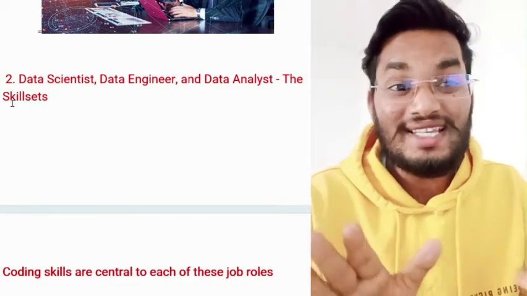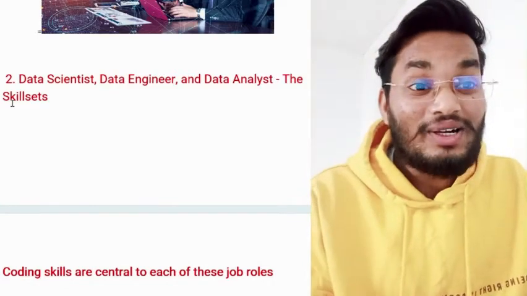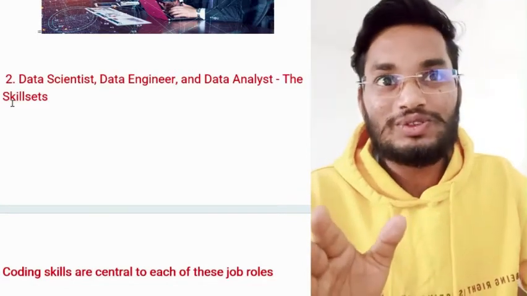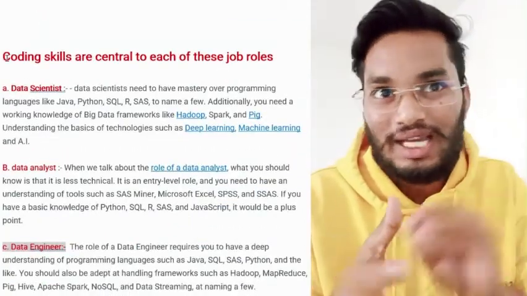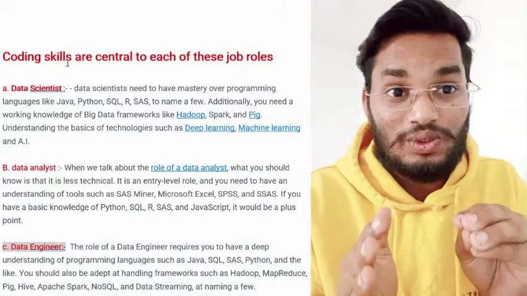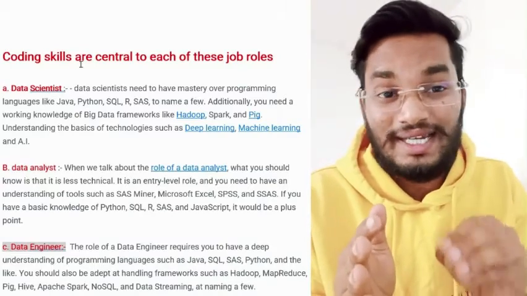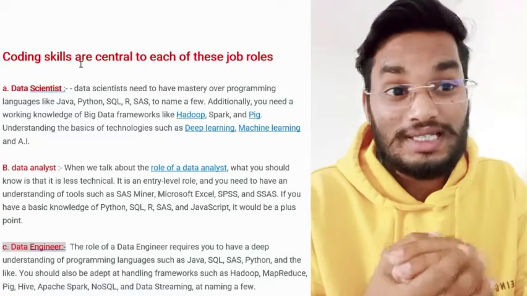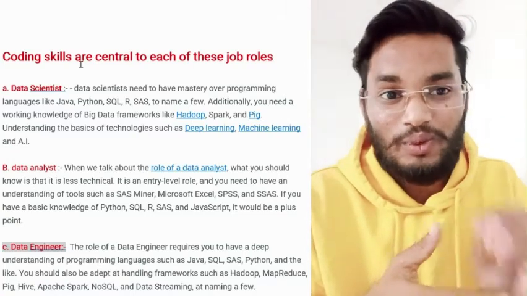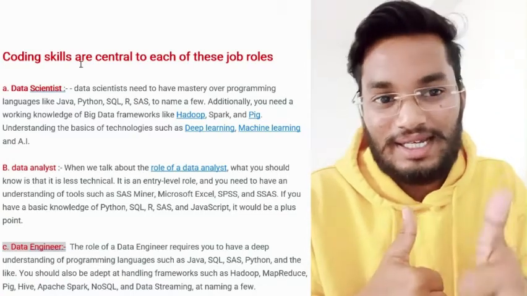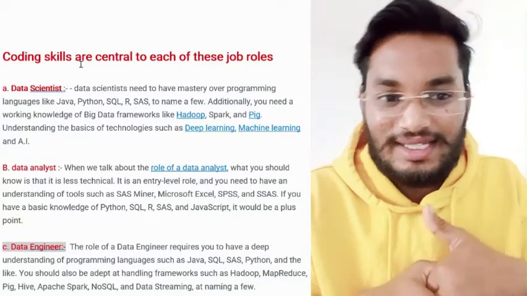So coding skills are central to each of these jobs. You should know at least one coding language in this job, because in all these data jobs coding skills are required. It's mandatory for everyone, as a data scientist, data analyst, and data engineer.